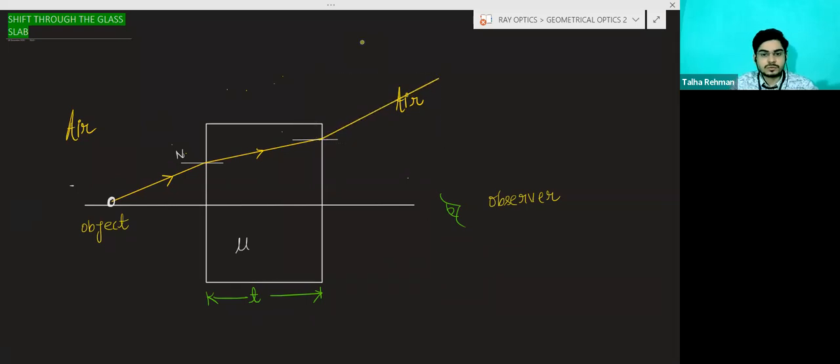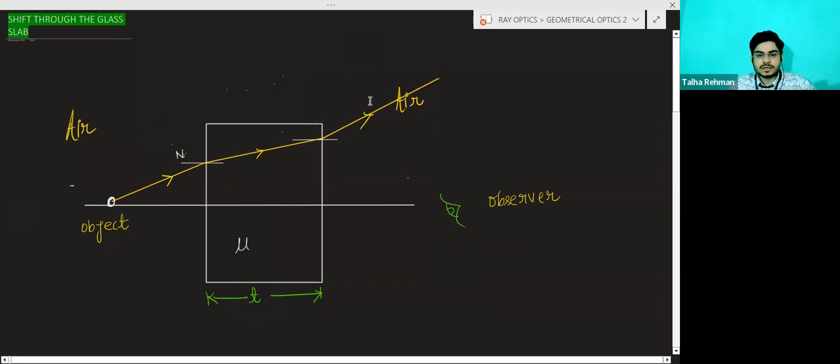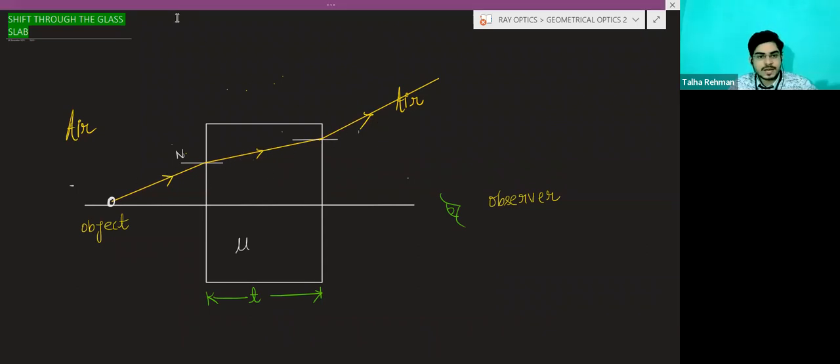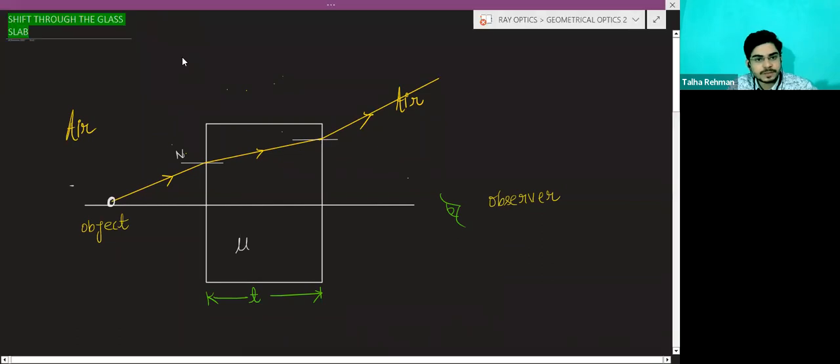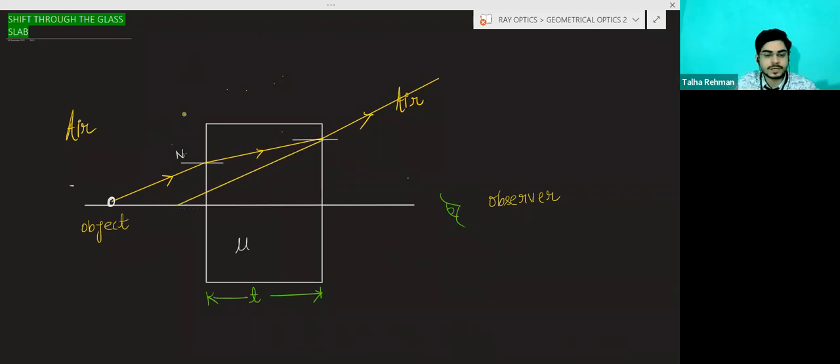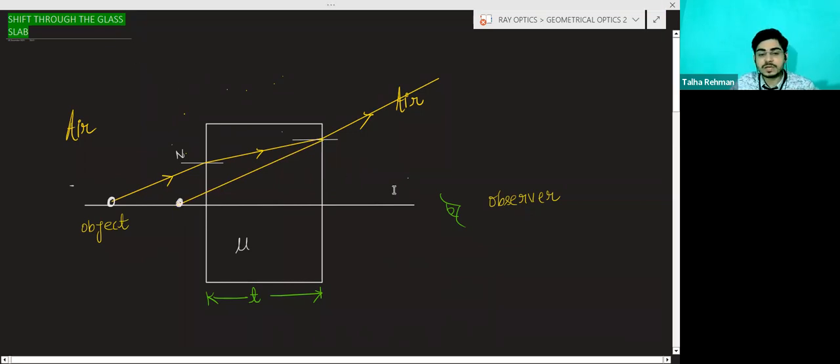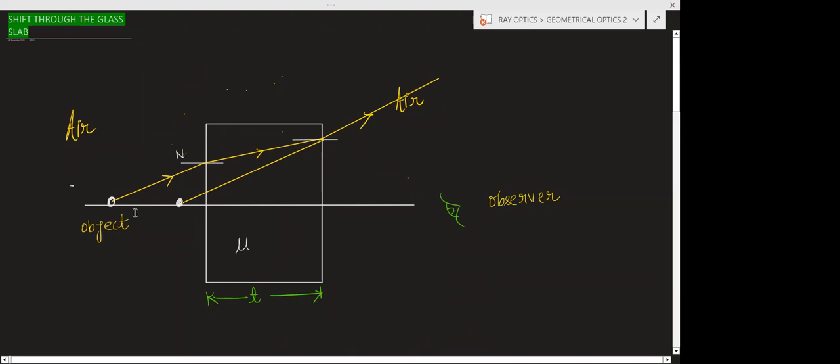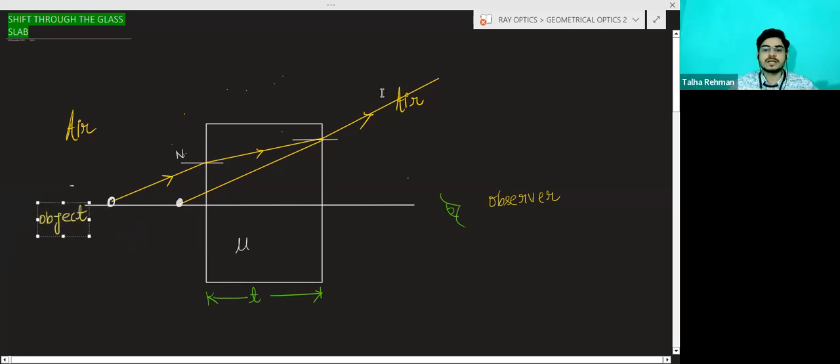So this is the final ray of light from the object after passing through the glass slab. When you produce this ray in the backward direction, somewhere here the object will appear to you, that is, to this observer. So why is this happening? Due to the refraction through the glass slab.